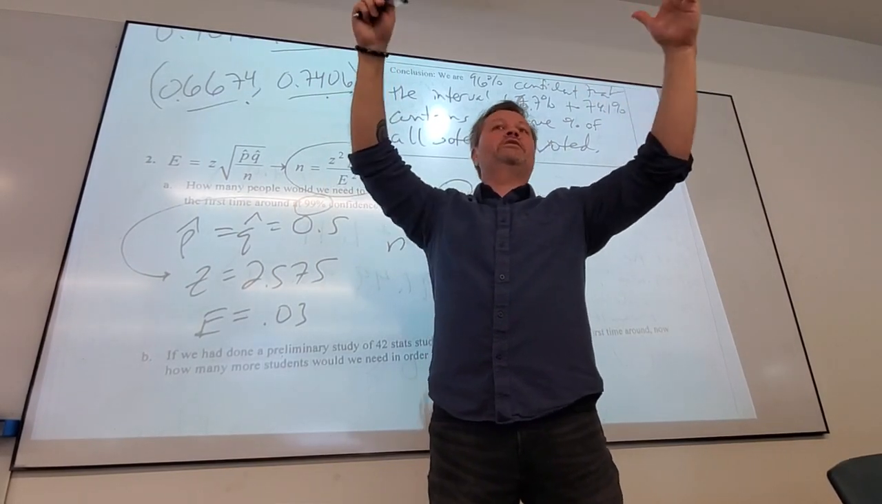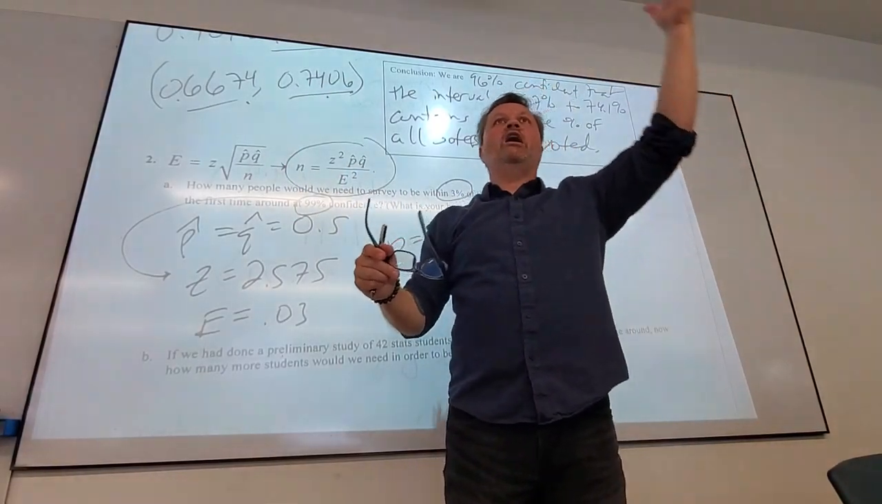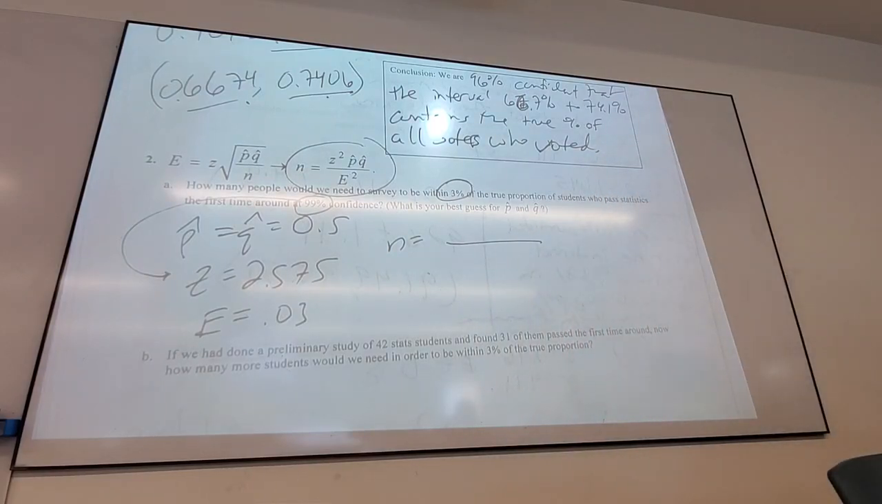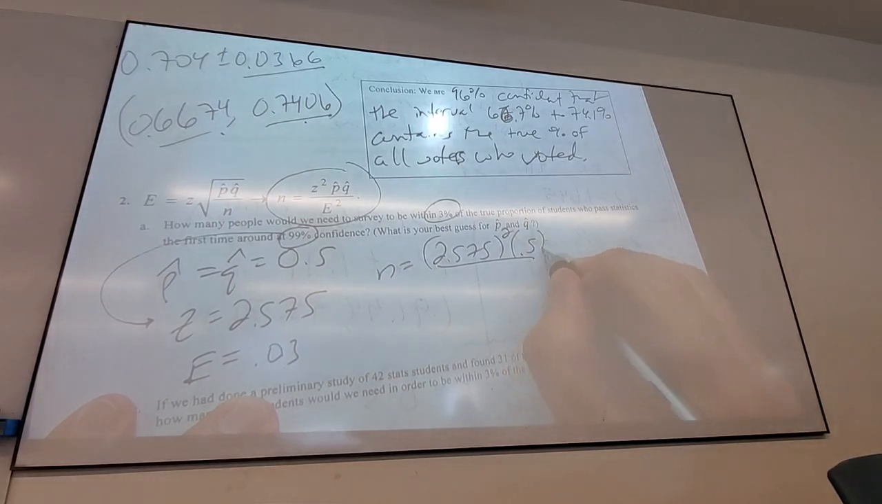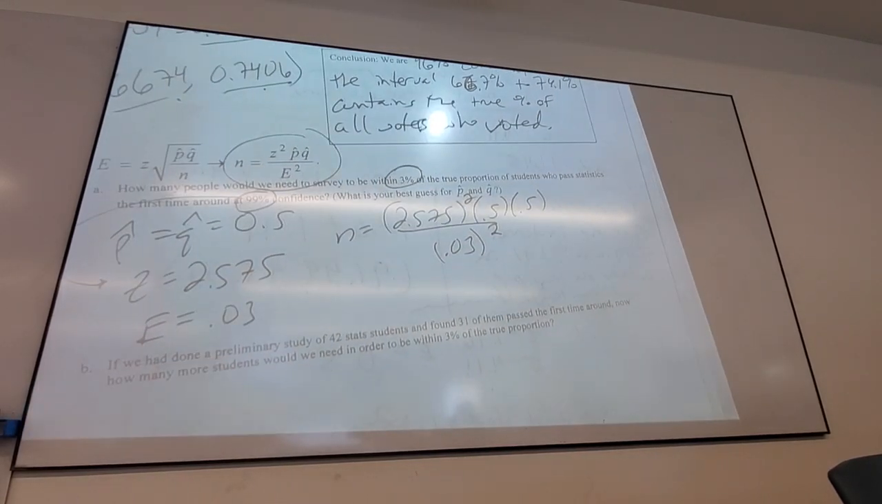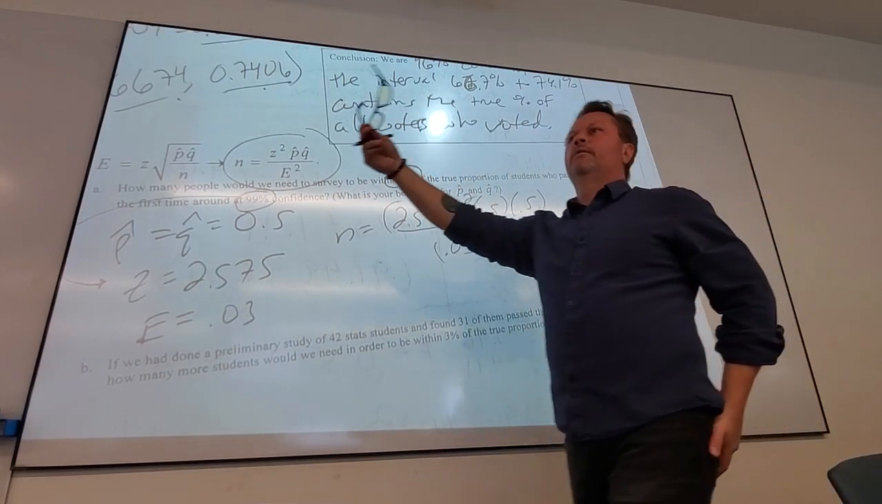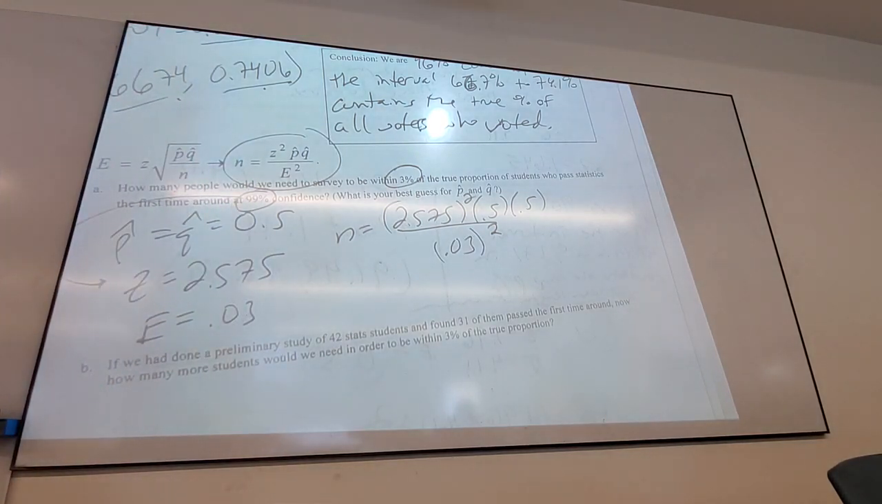So if we put all this in, we're going to see all the effects go together. I want to be this confident. I want to be within this much. What sample size is that going to lead to? So it'd be 2.575 squared times 0.5 times 0.5 divided by 0.03 squared. The Z squared, P hat, Q hat, error squared. Now go ahead and put all that into your calculators.